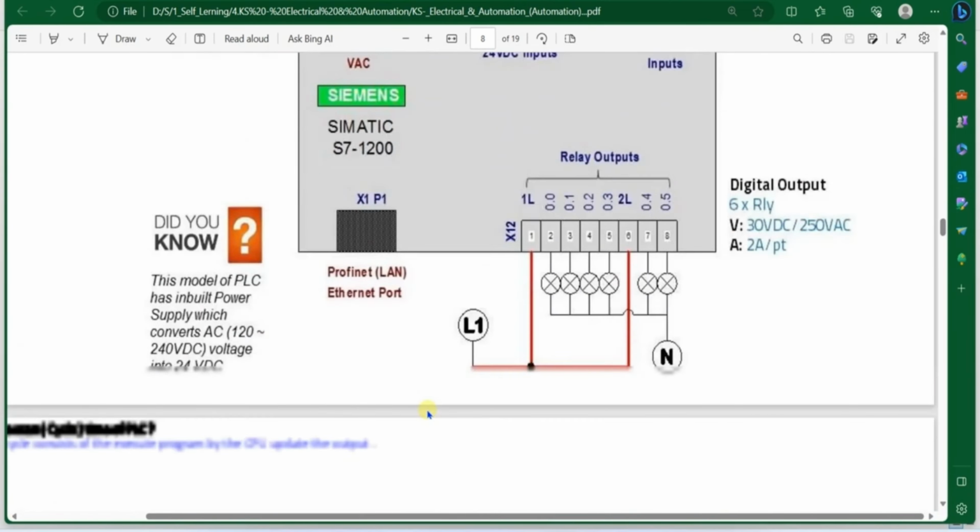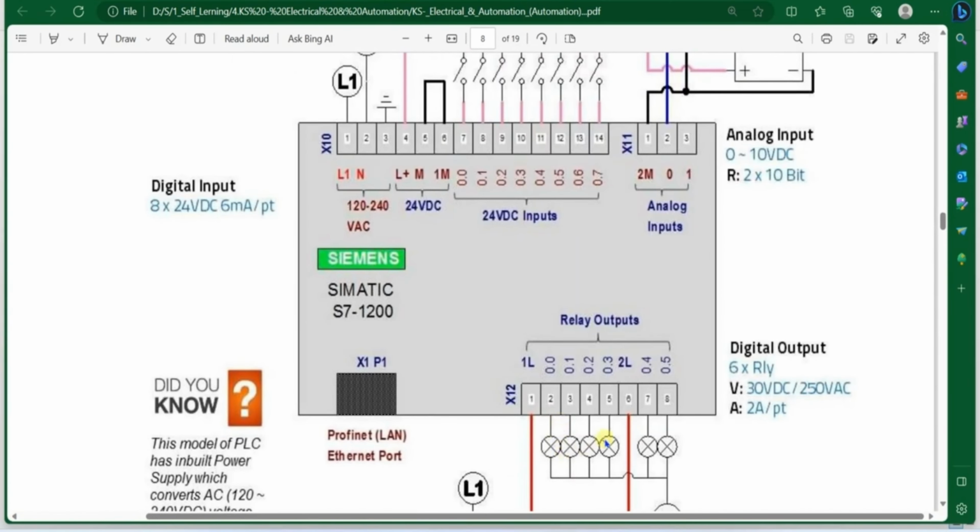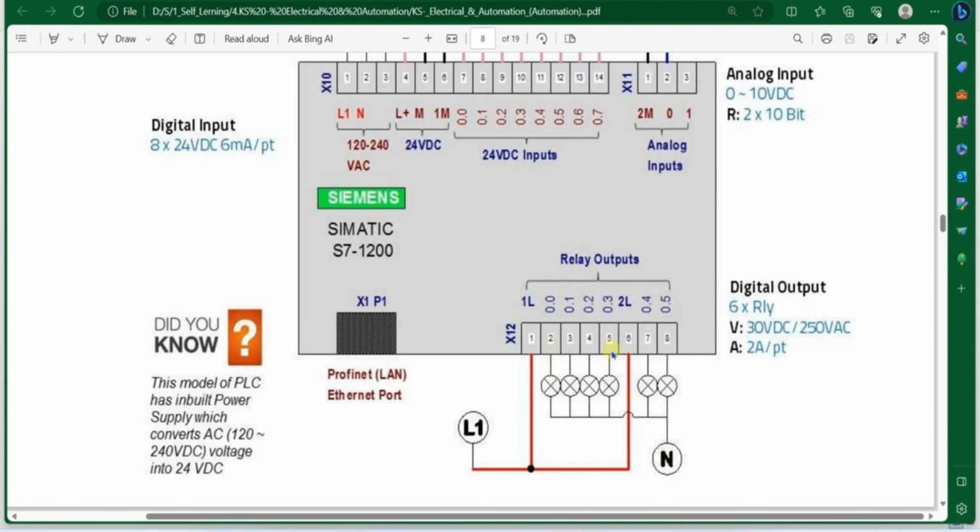In the output module we connect the bulb, meaning a light, with line and neutral. Neutral is common for all outputs, and line is connected from the output. This is a relay type of output.